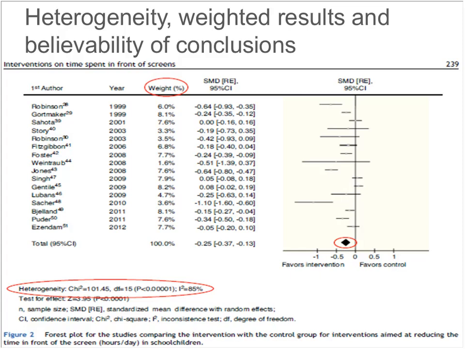And so Gortmaker, I believe, is one of the highest ones. We can see that it is a very narrow confidence interval, and it in fact exerted 8.1% of the influence on that diamond. And there's one more in there that's also at 8.2 by Gentle in 2009.